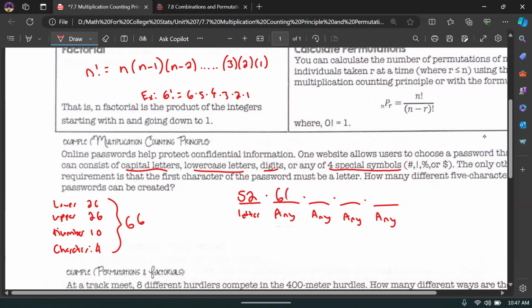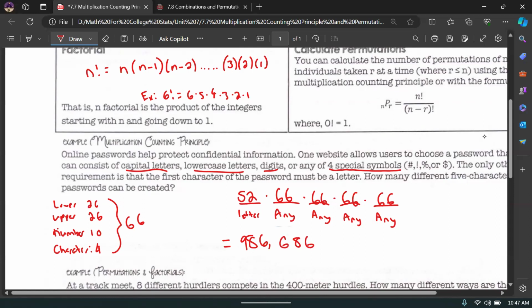So if you can use any of them, there's 66 possibilities for the second, 66 possibilities for the third, 66 for the fourth, and 66 for the fifth. So how many combinations are there all together? Well, we have to multiply these all out. If you multiply those numbers together, it's a big number: 986,686,272 possible password combinations. Isn't that fantastic? I love that. That's great.